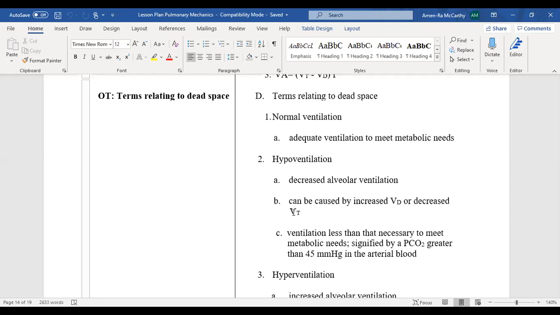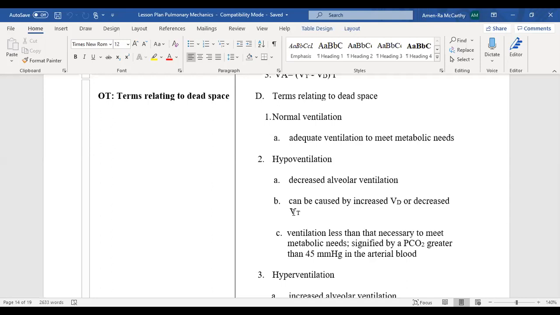Hypoventilation can be caused by increasing the dead space, or if I just decrease the amount of volume that I'm taking in. Okay. Now, what do we know? We said ventilation is AKA what gas? CO2. Ventilation, AKA CO2, AKA acid, AKA respiratory, AKA capnia. They're all the same.